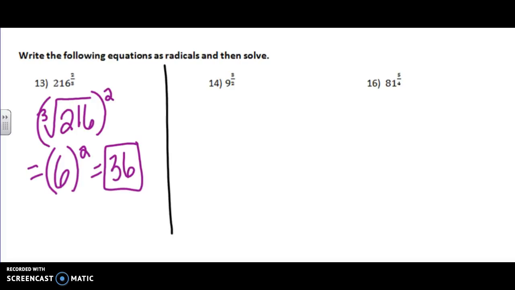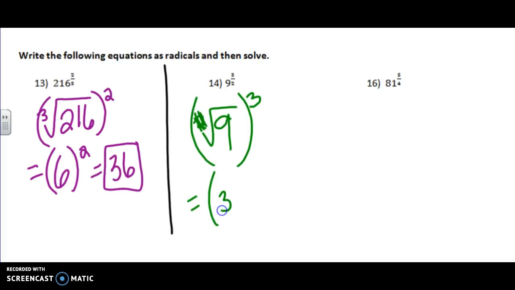Okay, so the next one says the square root of 9. I know we don't normally write that, but we're getting in the habit of writing it in a way where we make use of our exponents and our denominator. So this one would be the square root of 9. I know we don't usually write this, but we know that the square root of 9 is 3, and we know that 3 to the third power would be 27.